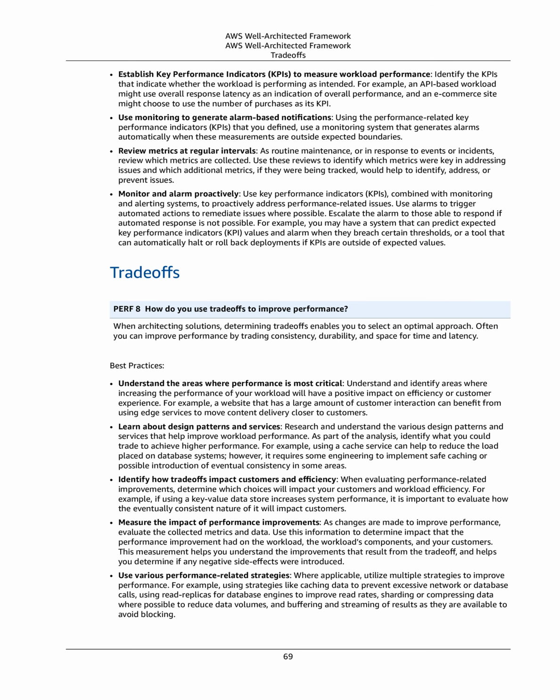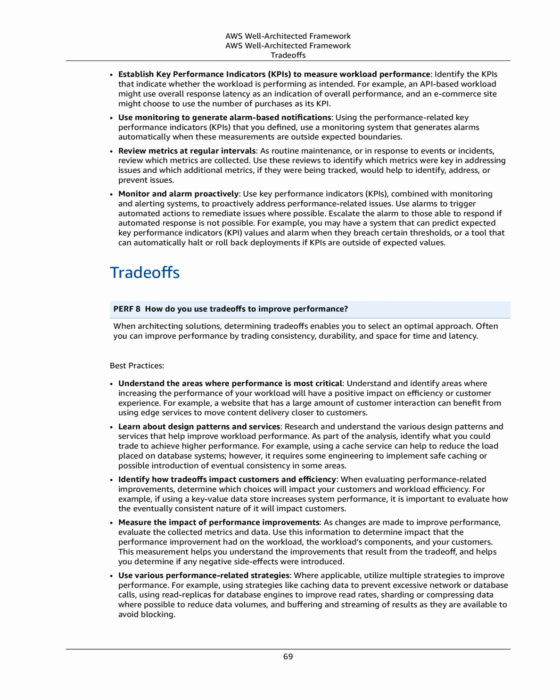Monitor and alarm proactively. Use key performance indicators, KPIs, combined with monitoring and alerting systems, to proactively address performance-related issues. Use alarms to trigger automated actions to remediate issues where possible. Escalate the alarm to those able to respond if automated response is not possible. For example, you may have a system that can predict expected key performance indicator, KPI, values and alarm when they breach certain thresholds, or a tool that can automatically halt or roll back deployments if KPIs are outside of expected values.